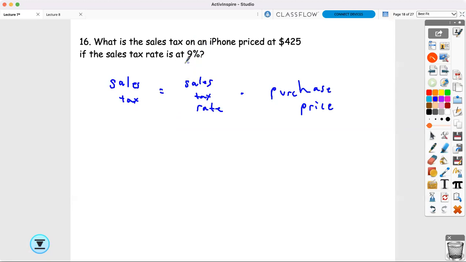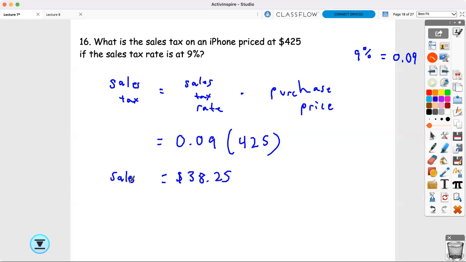Can someone be kind enough to tell me what 9% as a decimal would be? 0.09. So then we plug into the formula, so we get 0.09 times 425 is the sales tax. Multiply those two in your calculator. So 0.09 times 425, and I got $38.25.